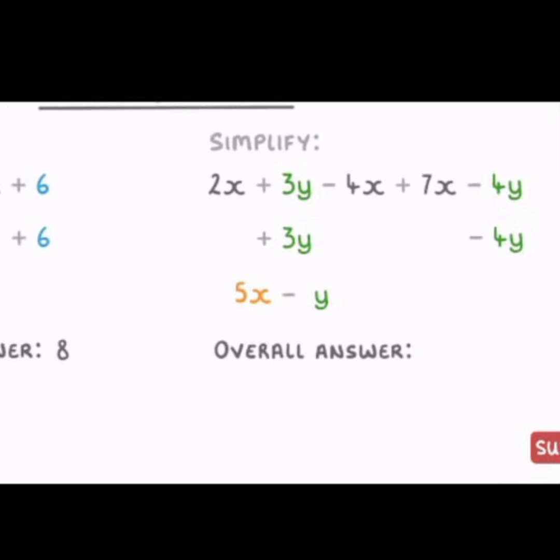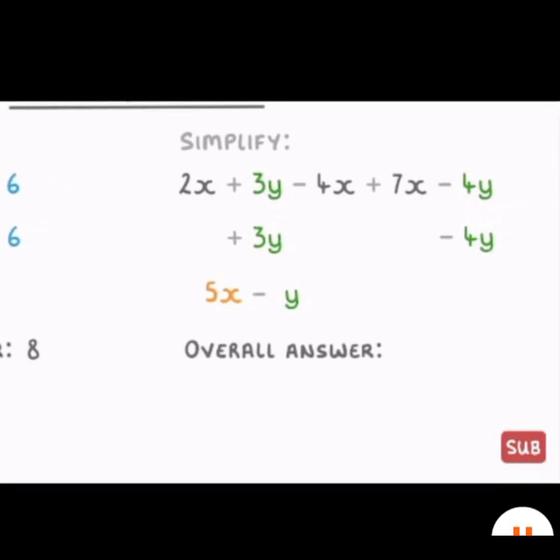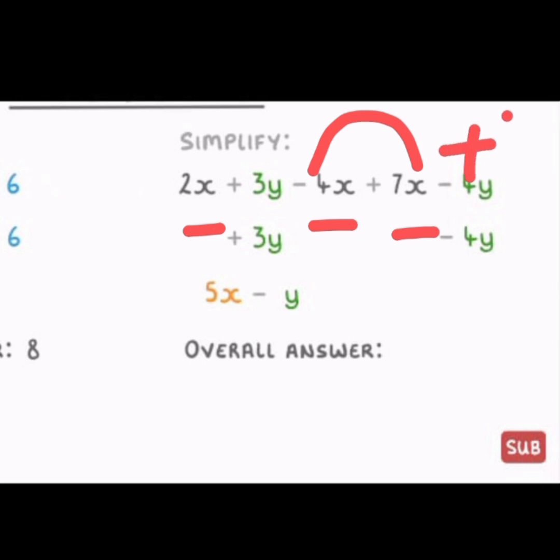Okay, 2x here. If you see 2x, minus 4x and plus 7x, these all three terms are x terms. So how to add or subtract them? First, you will solve the two terms like 7x and minus 4x. 7x is positive, 4x is negative, so they both have the opposite sign. So 7 and 4 will be subtracted and we get plus 3x.